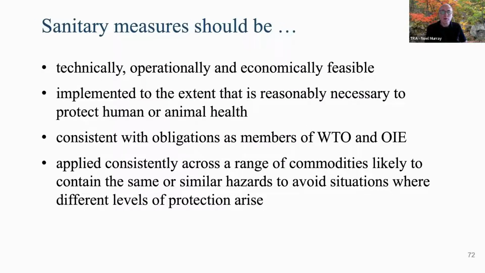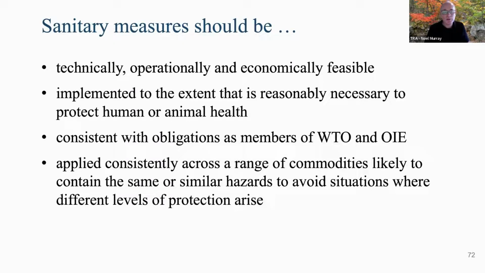So in terms of sanitary measures themselves, it's important that they be technically, operationally, and economically feasible. We implement the measures to the extent that it's reasonably necessary to protect human or animal health. We don't want to overmanage the risk pathway. There may be a natural temptation at times to do that, but through risk assessment, we're able to identify those particular points in the pathway where it's reasonable to intervene.